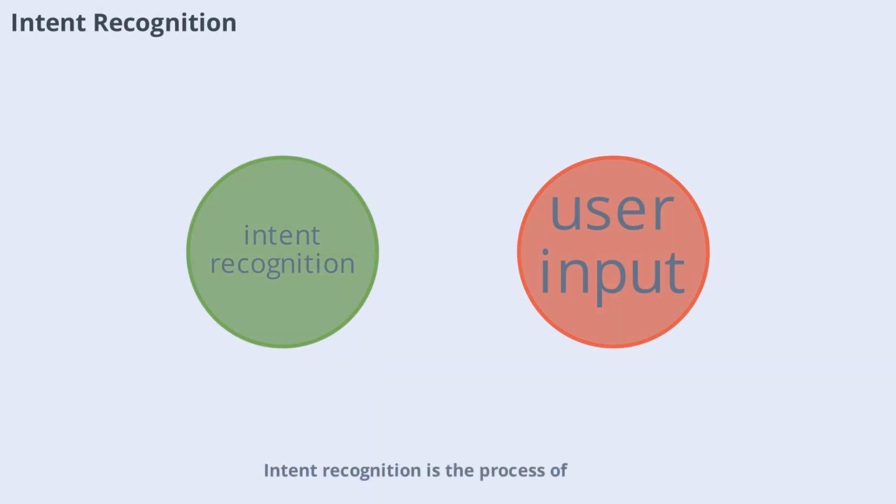Intent recognition is the process of identifying the purpose behind a user's input. For example, when someone says "book a flight," the system recognizes the intent to make a reservation. This technique is crucial for dialogue systems and virtual assistants, enabling them to respond appropriately to user requests. Intent recognition combines text classification, parsing, and machine learning for accurate understanding.